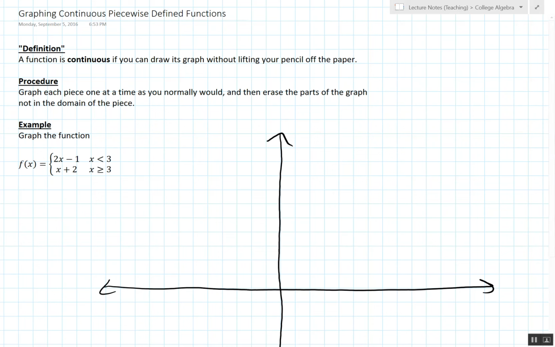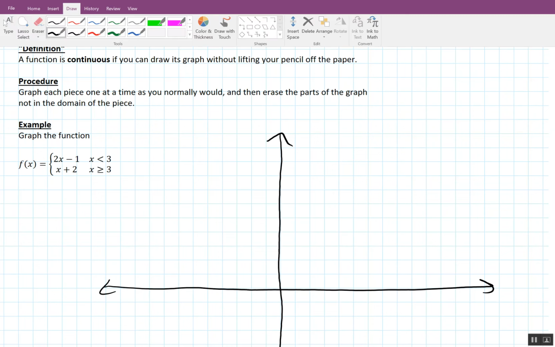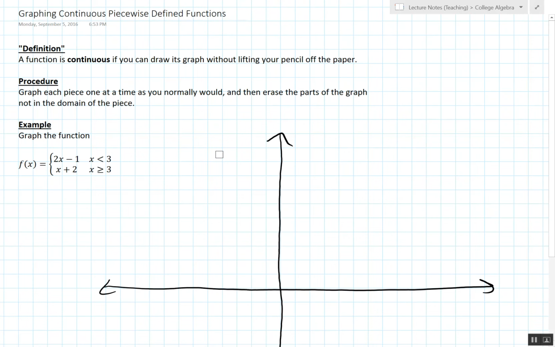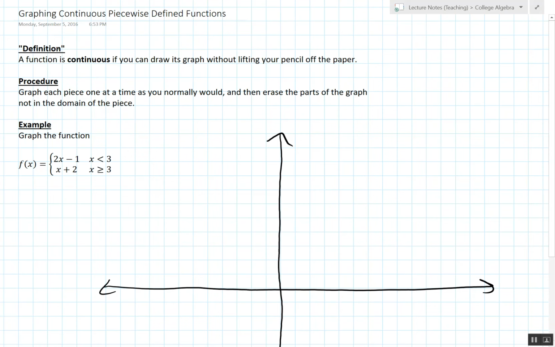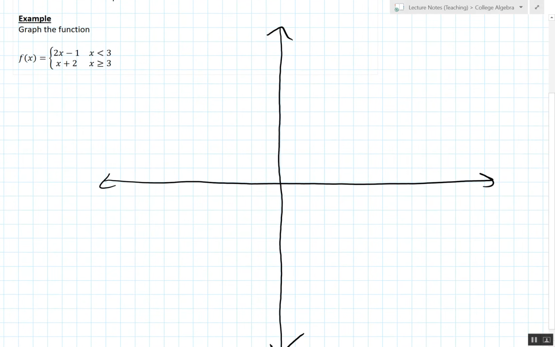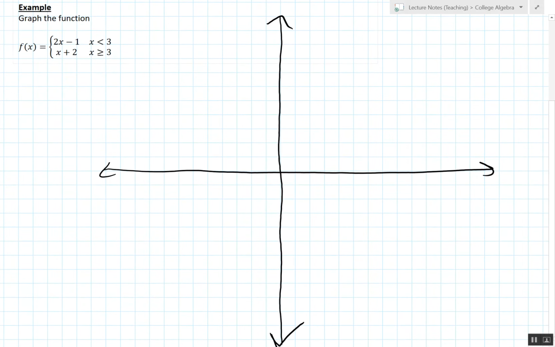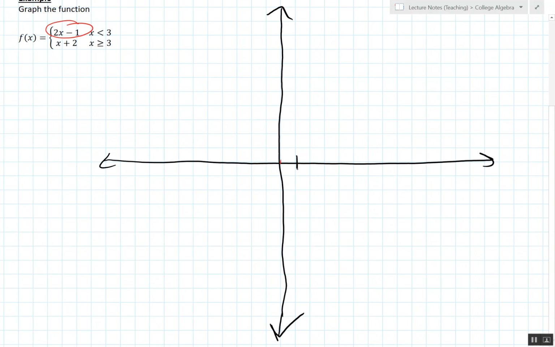So let me change my eraser mode first, a medium eraser. That works. Now let's put on our drawing pen. The first thing we want to do is graph this function. So the first thing we do is graph 2x minus 1. Let's put in our scale, so we'll put in a 1 here and a 1 here.